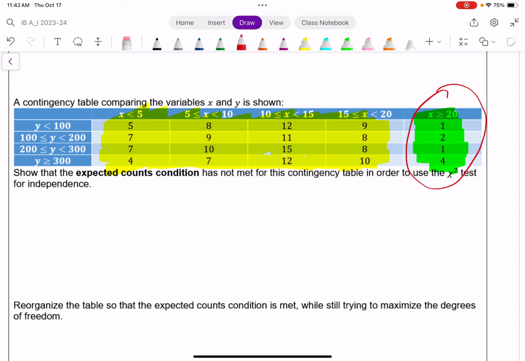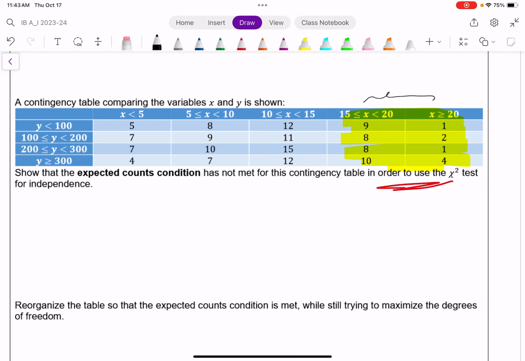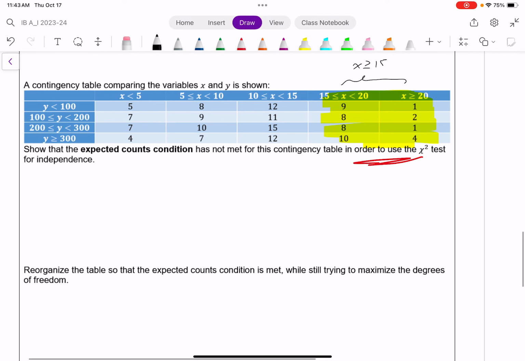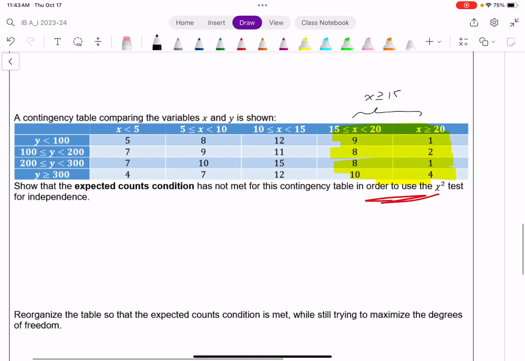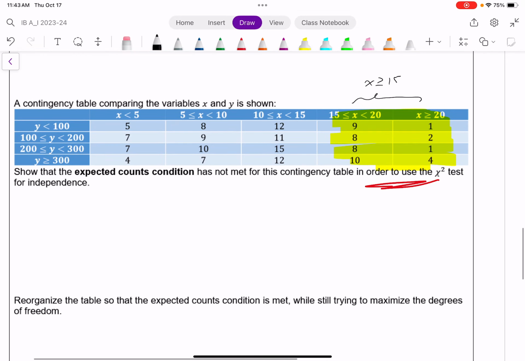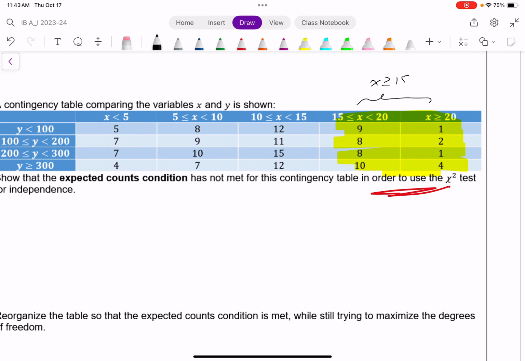So how can we still use this data in order to perform a chi-squared test? Well, the simplest way would be to merge these two categories. And instead of having 2 separate categories, just make this one category. That would be X is greater than or equal to 15. I feel a little too lazy to copy out the entire table, so I can leave everything else the same.